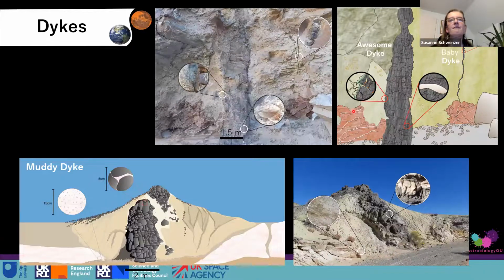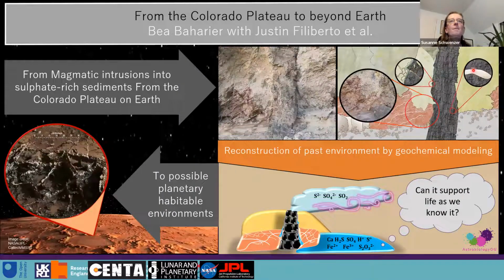And just as a very high level summary, what B is currently doing, and check out her LPSC presentation in March when she is giving that, or have her around. She is modeling all of these reaction pathways to assess the fluids. What are the volatiles? Can these fluids support life as we know it? And how would that look and transfer to Mars?